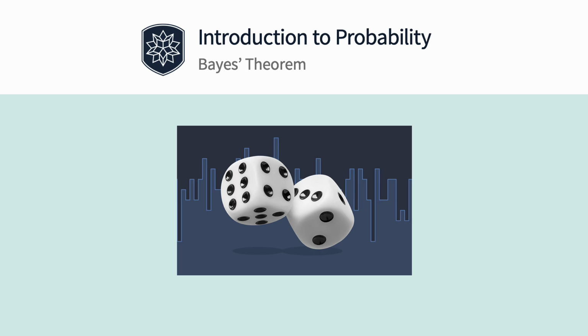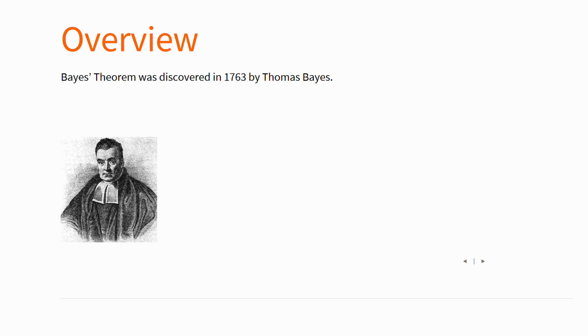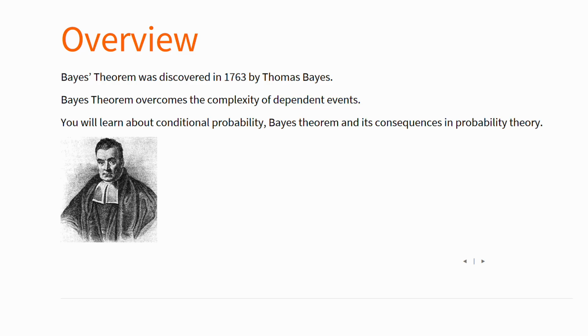Let's begin. Bayes' theorem was discovered in 1763 by the English statistician and philosopher Thomas Bayes. While in the last lesson, assumptions simplified calculations, Bayes' theorem allows you to face head-on the complexity of dependent events. In this lesson, you'll learn about conditional probability, Bayes' theorem, and its consequences in probability theory.